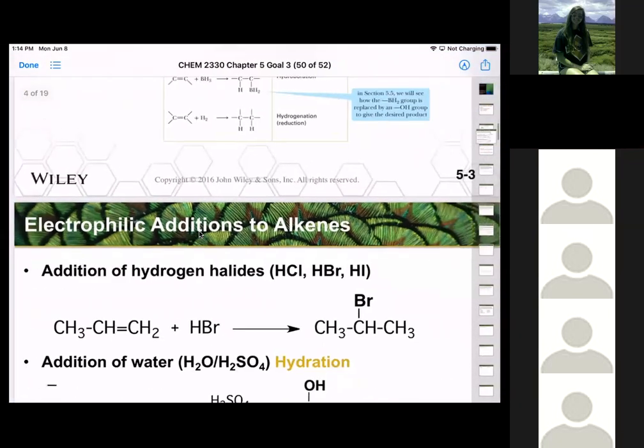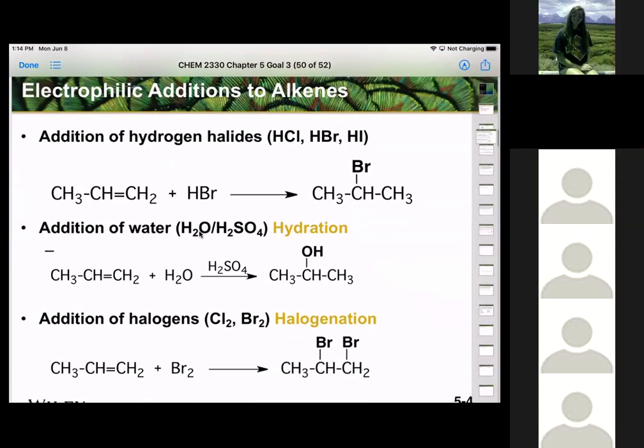Okay, so let's go and look at the electrophilic addition of the alkenes. Again, with the hydrogen halides, we're going to add the hydrogen to the side with more hydrogens because of the stability of the carbocation. In water, the OH will always appear on the more substituted carbon because of the stability of the carbocation. And in the halogenation, we have one halogen wind up on each side of that double bond.